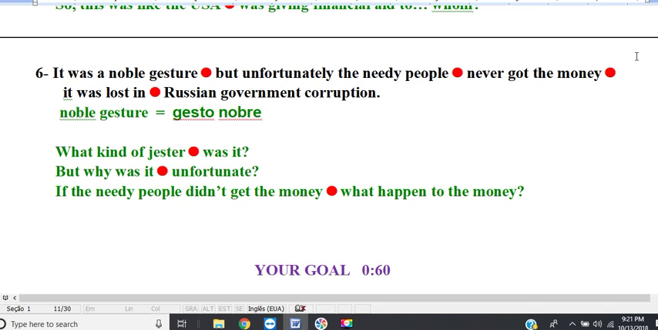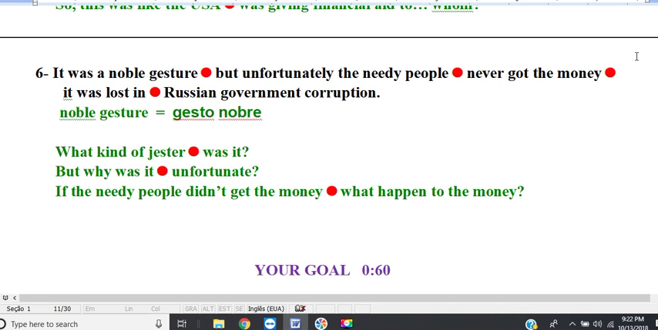Line 6. It was a noble gesture, but unfortunately, the needy people never got the money. It was lost in Russian government corruption.